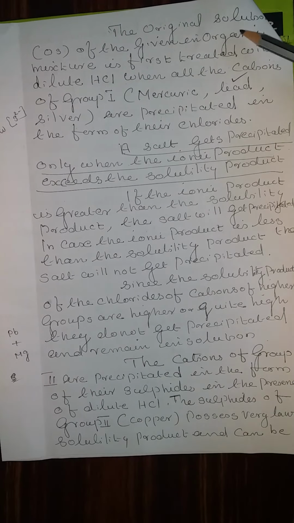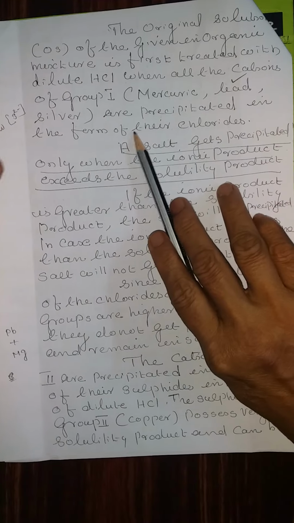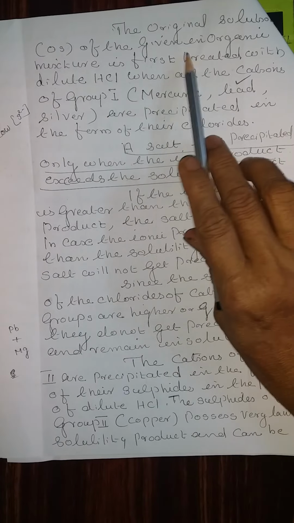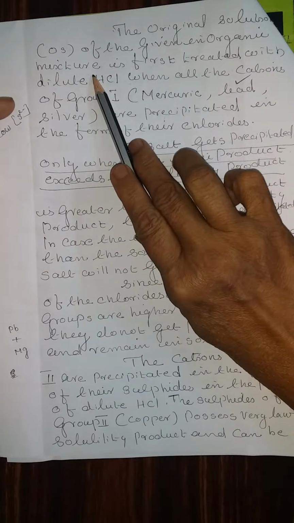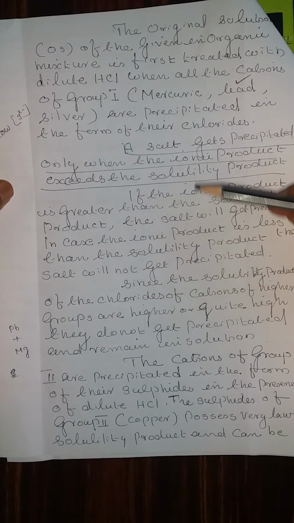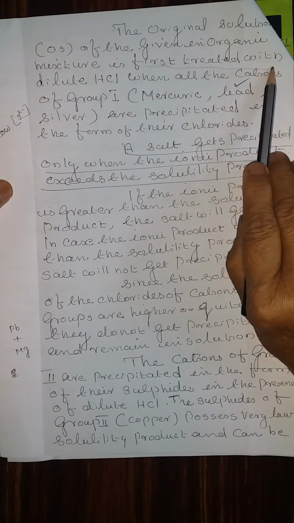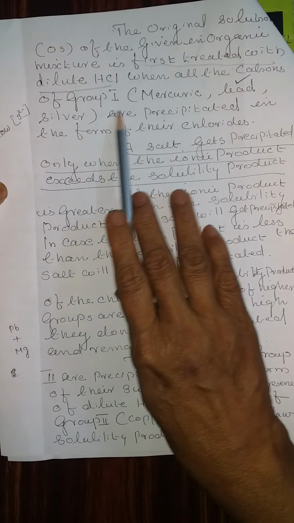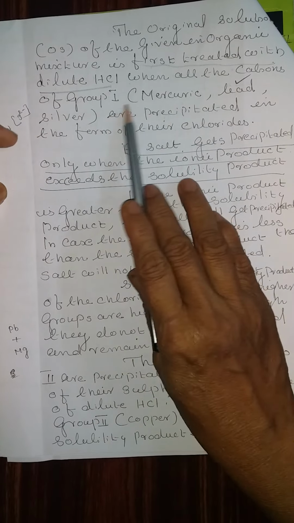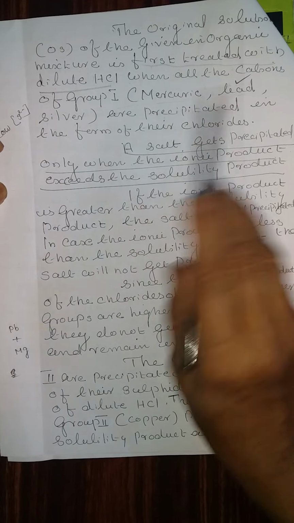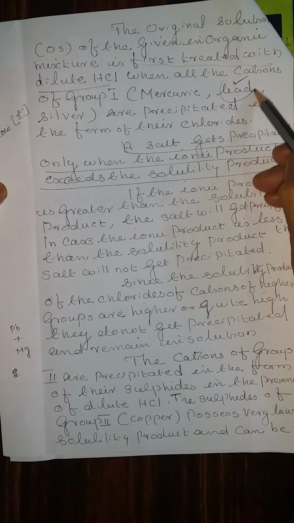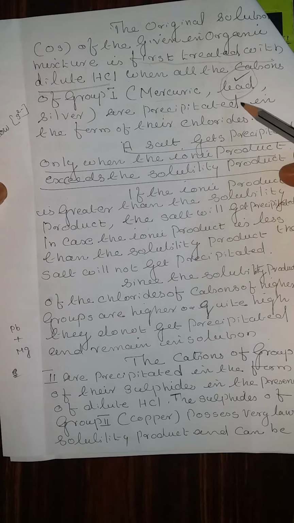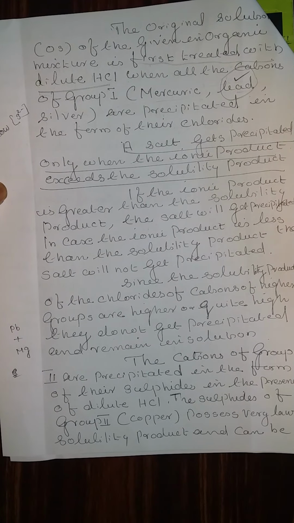The original solution, or OS, of the given inorganic mixture — whatever salt is given to you — is first treated with dilute HCl. All the cations of group 1 are there: mercury, lead, silver, etc., but you have to study only lead. If lead is there, it will get precipitated.